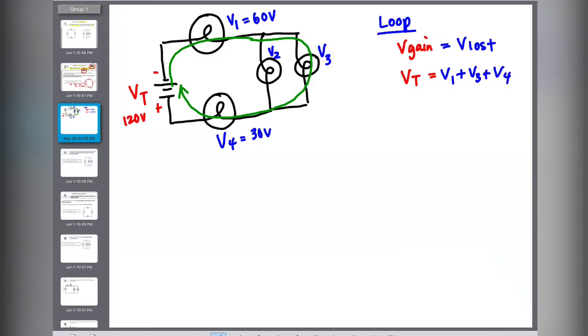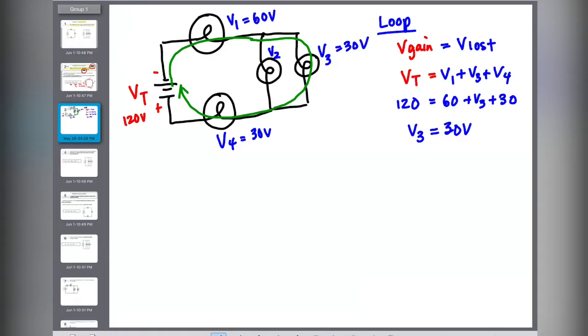If I were to do the math, I plug in the numbers. VT is 120. V1 is 60. I don't know what V3 is, but I do know V4 is 30. If I do the math, 120 minus 60 minus 30, your V3 should also work out to be 30 volts. Okay, so I also found that this is 30 volts.